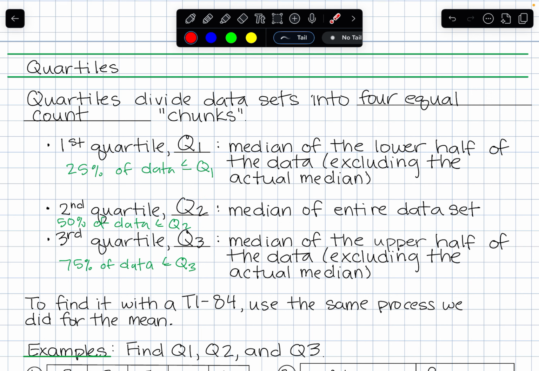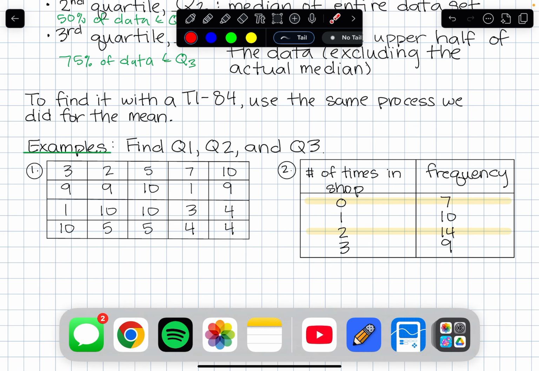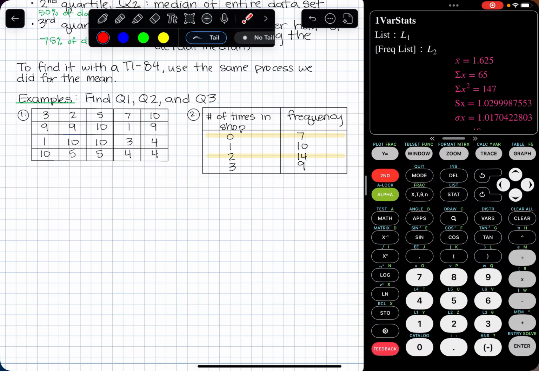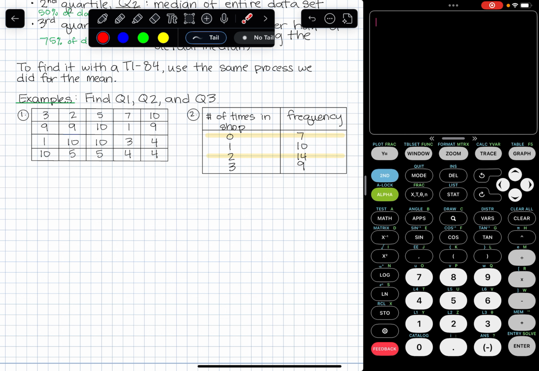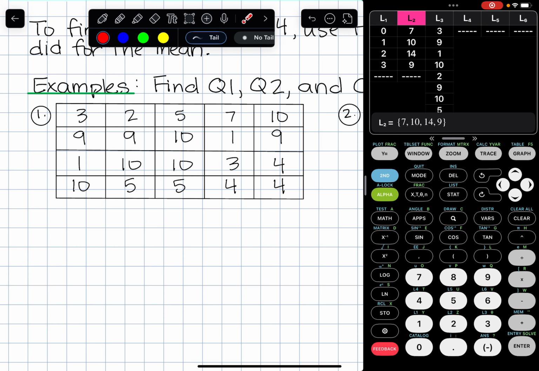More commonly, we're going to use our TI-84, and we're going to find it exactly how we found the mean, the median, and our standard deviation and variance. So you'll notice we have 2 data sets here. So we're going to go ahead, put those in our calculator, and do that calculation over again. To enter data, we're going to go stat enter.